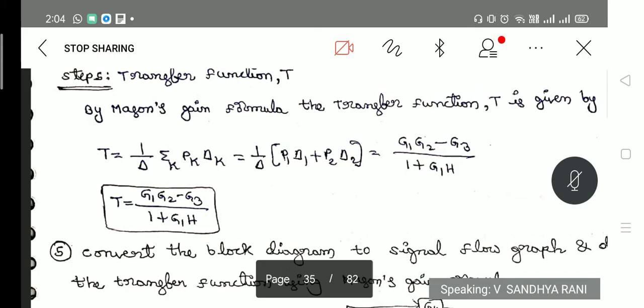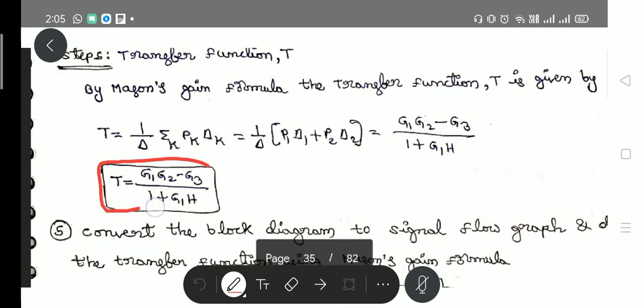Delta 1 value is 1 minus G3, and P2 value is minus G3. So delta 2 value is 1, so G1 G2 minus G3 by delta value is 1 plus G1 H. This is the transfer function of this system.